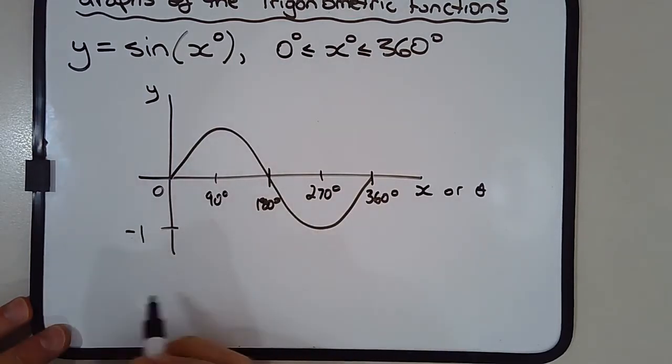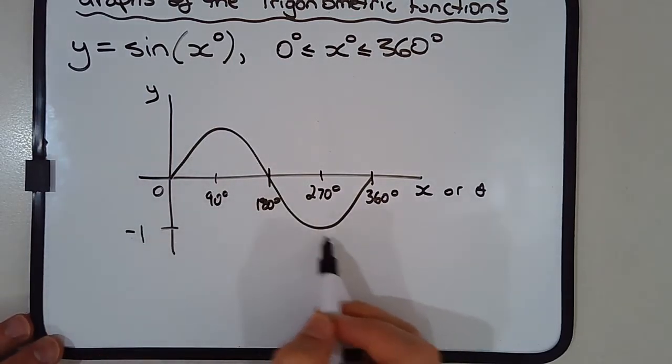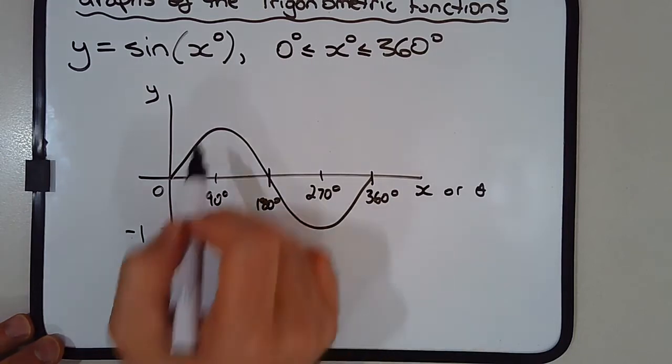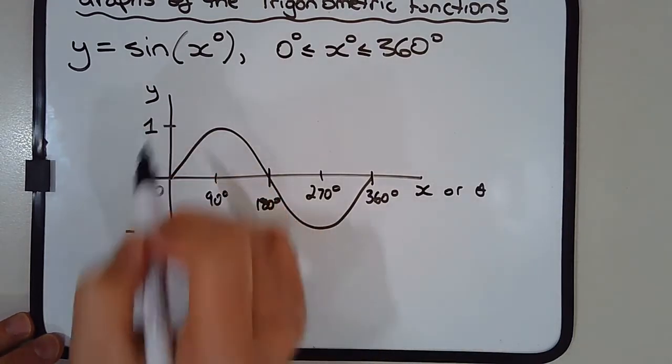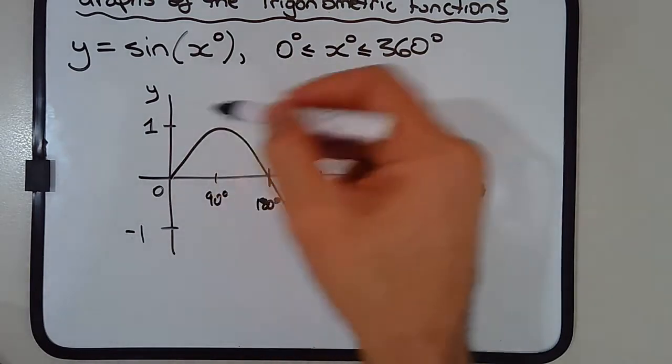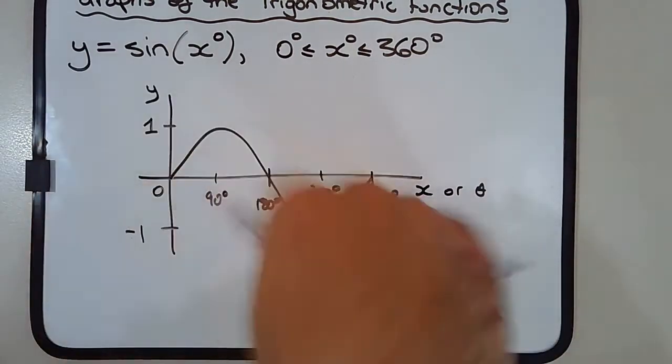The sine curve will dip down to -1 at its minimum point, and its maximum point is +1. It's got a nice curved shape to it.